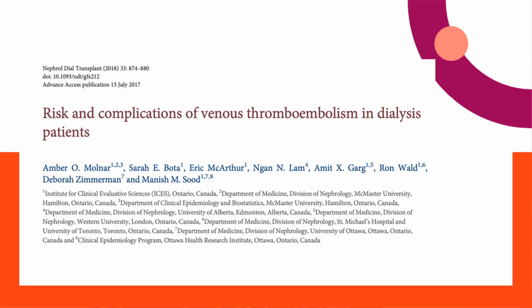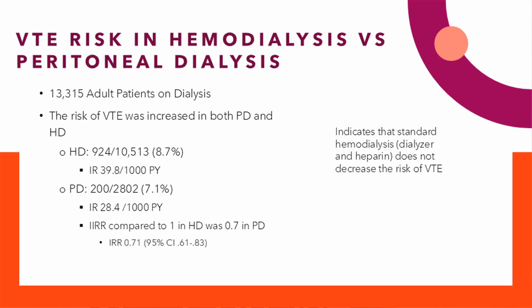So looking at this study here, which is actually going back to that previous one from 2018 in Canada, they looked at peritoneal dialysis and hemodialysis, and you see that the incidence rate for both is pretty high. It's like 39.8, and then peritoneal dialysis is 28.4. But when you have an incidence rate ratio here, putting hemodialysis at 1 as a standard, peritoneal dialysis was 0.71, meaning that even compared to peritoneal dialysis, hemodialysis does not protect you from VTEs.